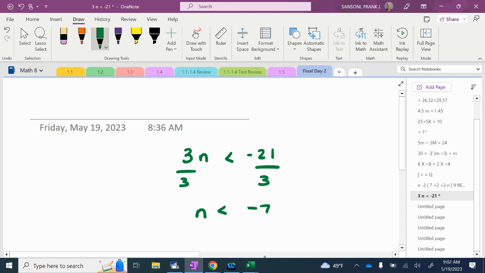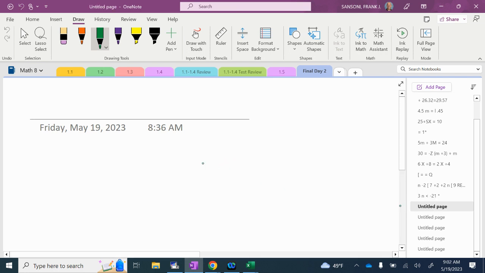Number 35. I've got negative 36 is greater than negative 6j. What do I have to get by itself? J. What is keeping j from being by itself? Negative 6. So what do I have to do? Well, I don't want to multiply by negative. I want to divide by negative 6.